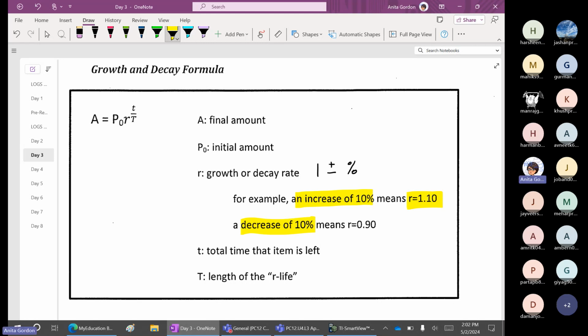Okay. Pop quiz, School of Science. What is half-life?